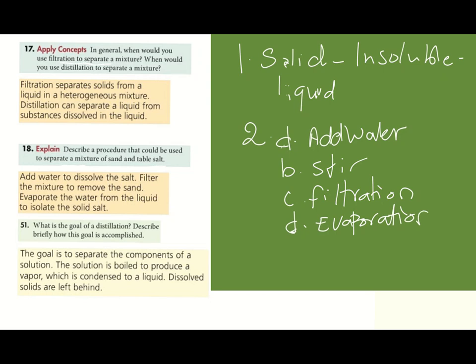Question 3. What is the goal of distillation? Distillation is used to separate components of a solution. Okay? How is this goal accomplished? It involves two main processes you should memorize. The first process is evaporation, and the second process is condensation.